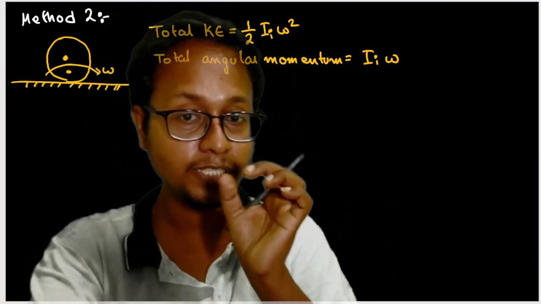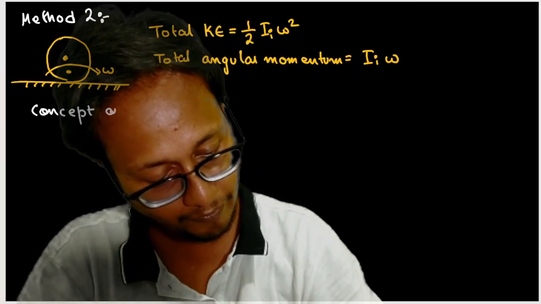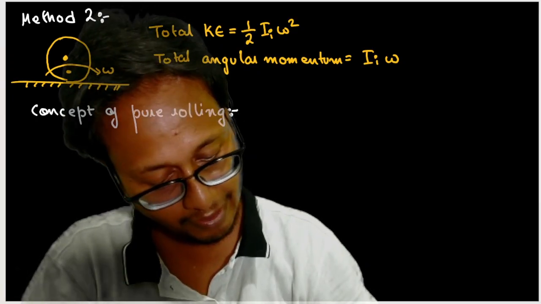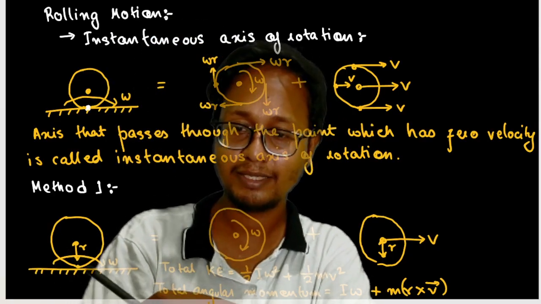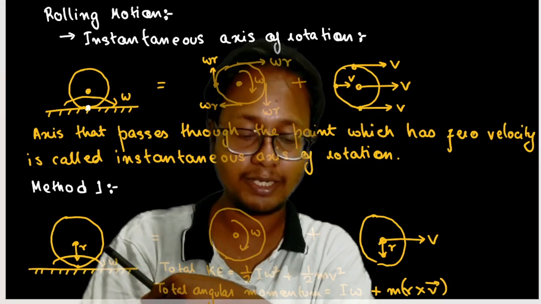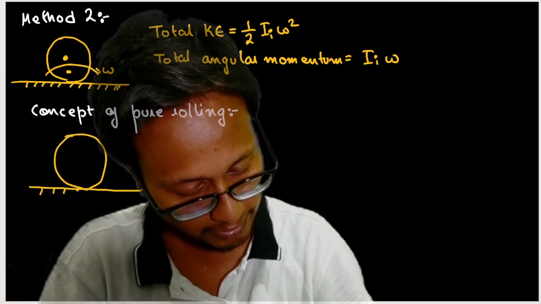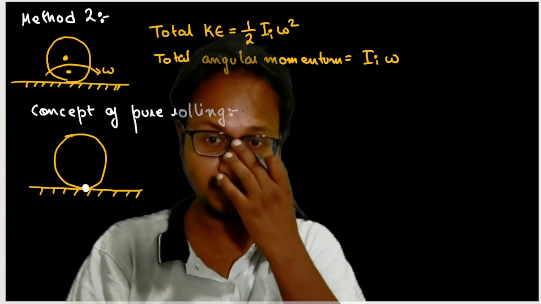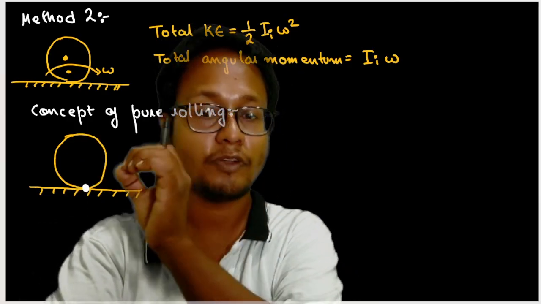Now, let me introduce the concept of pure rolling. The concept of pure rolling is when the instantaneous axis of rotation is at the point of contact, the point whose velocity is equal to 0. That means if a body is rolling, and the point of contact between the tire and the ground has 0 velocity, then my instantaneous axis of rotation passes through it. At that point the concept of pure rolling occurs.